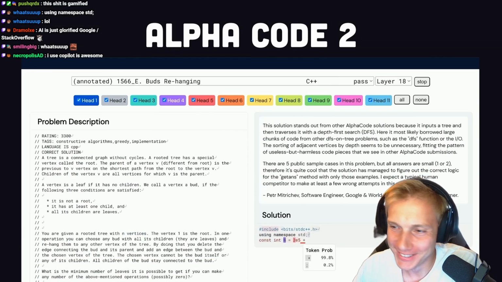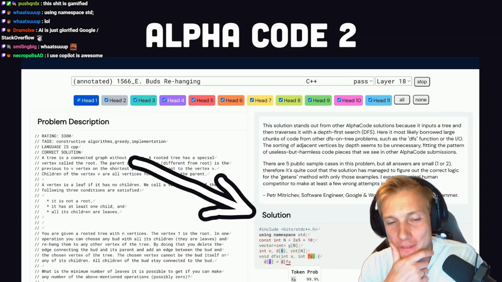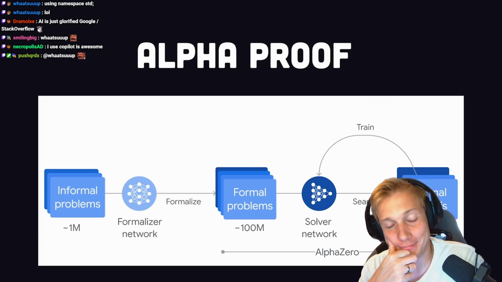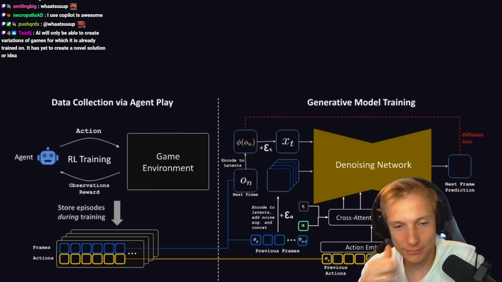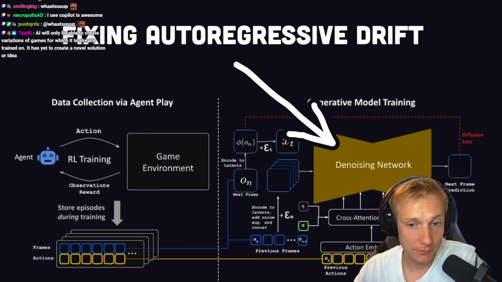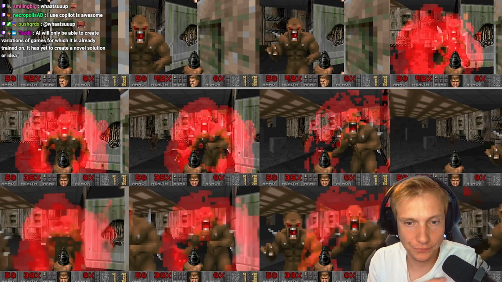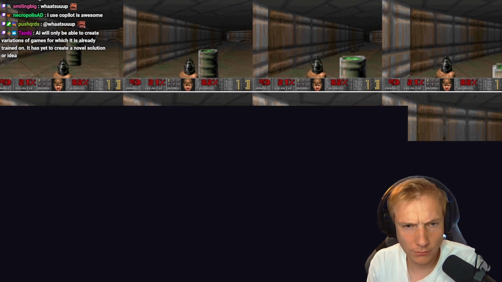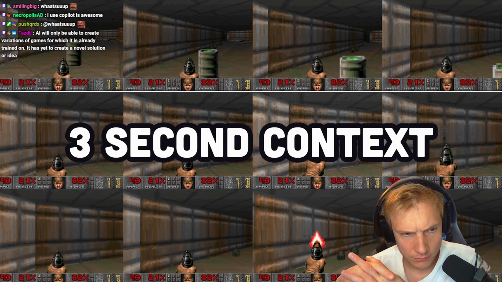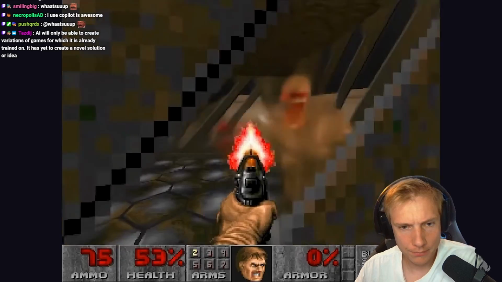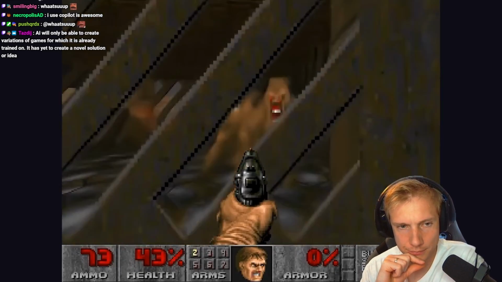AlphaCoder uses a similar technique to beat virtually all competitive programmers, and AlphaProof can beat almost all math Olympiads. But when it comes to GameNGen, their biggest challenge was addressing autoregressive drift, where the quality of gameplay starts to decrease over longer sequences. The model only has a limited context window of about 3 seconds or 60 frames, but in a fast-paced game like Doom, that's all you need for real-time gameplay.